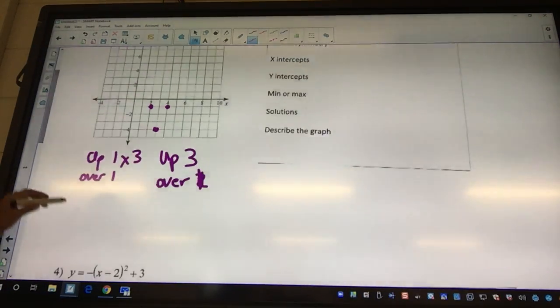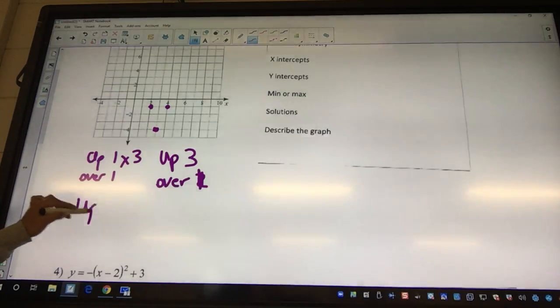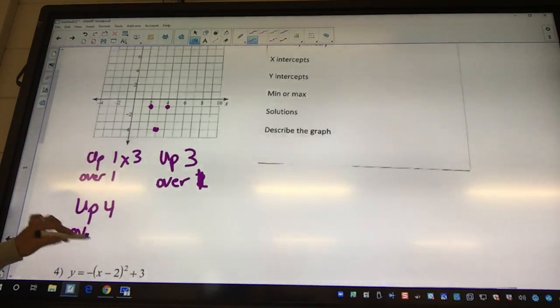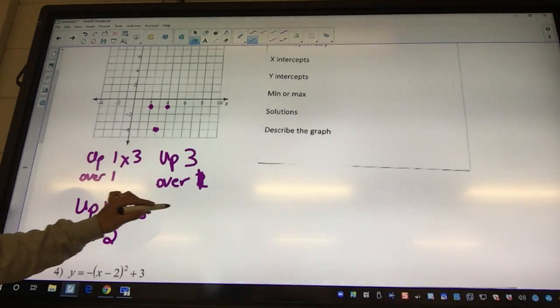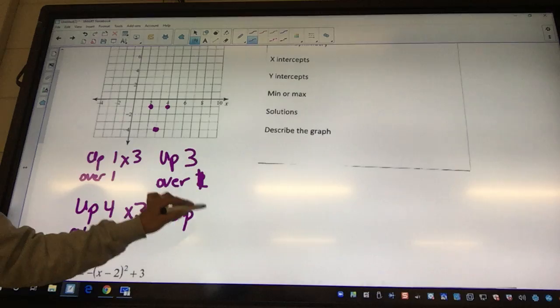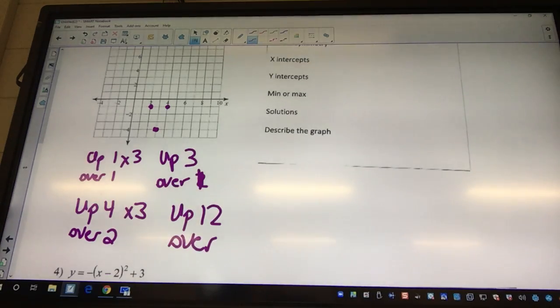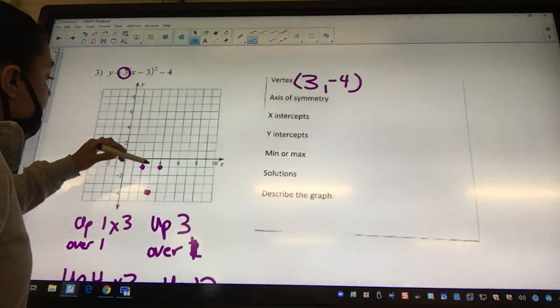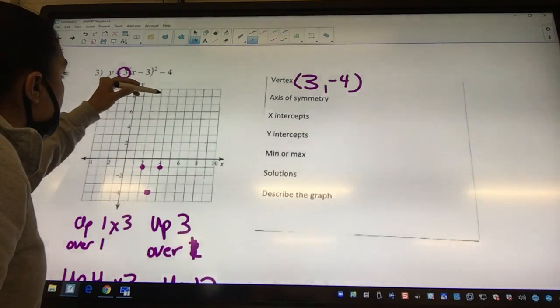Okay, when we go up the next one, what would it normally be? Up 4 over 2. So you times it by 3. So what do you really go up? Up 12 over 2. You always got to multiply the up by whatever number's up front. So we're going to go up 12 from the vertex over 2. 1, 2, 3, 4, 5, 6, 7, 8, 9, 10, 11, 12.